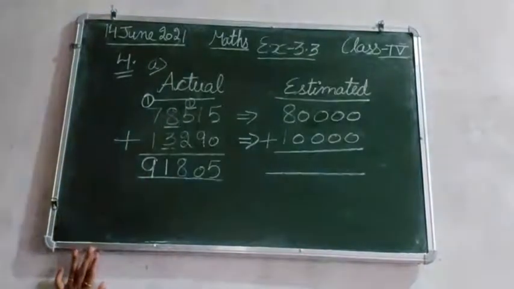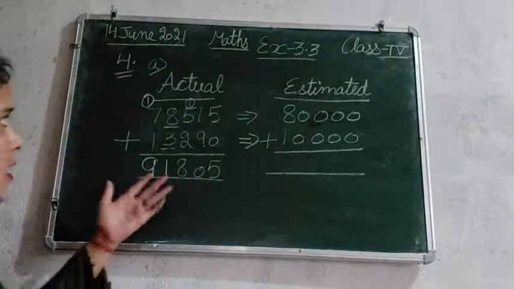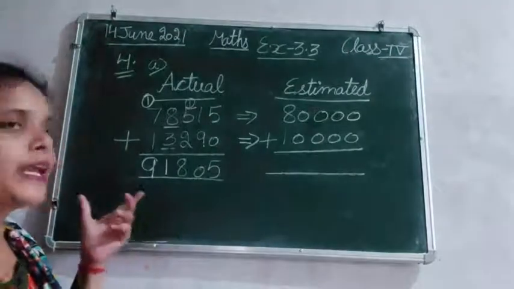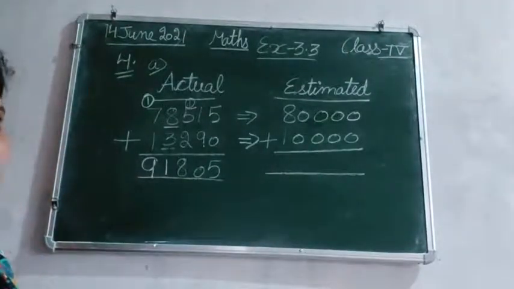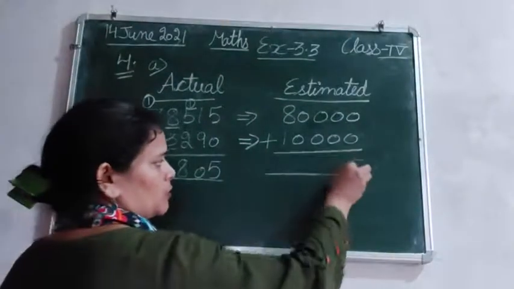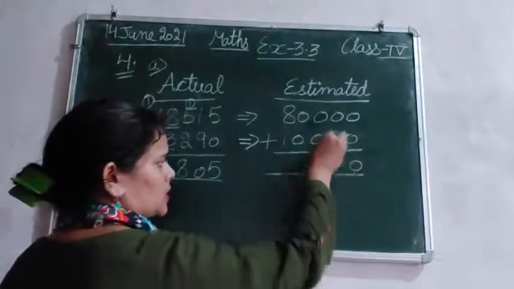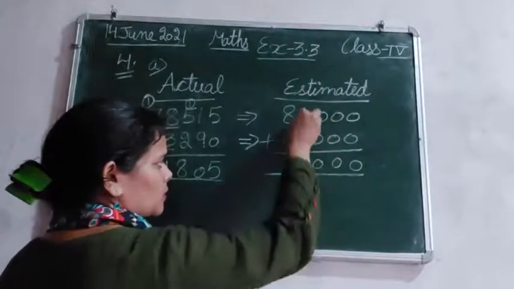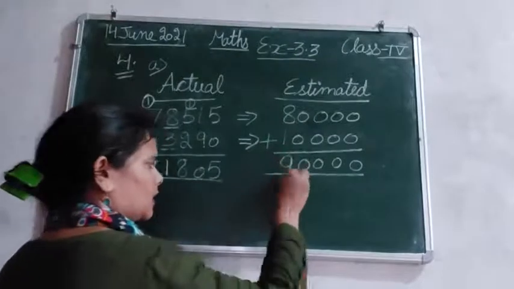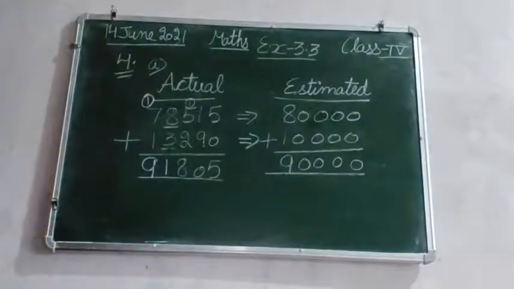So the actual sum of these two numbers is 91,805. So now we will move to the estimation. 0 plus 0 is 0. 0 plus 0, 0. 0 plus 0, 0. 8 plus 1, 9. So this is 90,000.